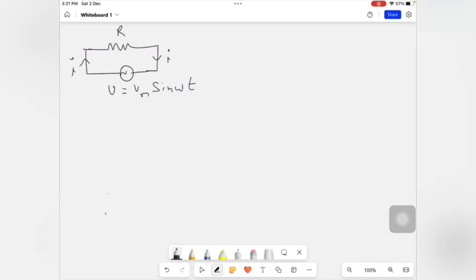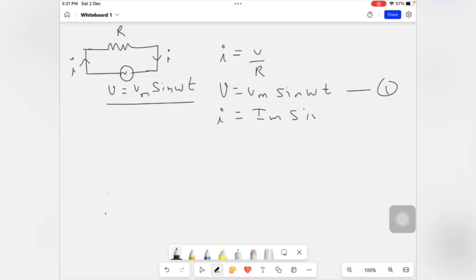Now according to Ohm's law, we know that I is given by V by R. What is V? V is equal to Vm sin omega t, the instantaneous value of the voltage. Similarly, what is the instantaneous value of the current? It is nothing but I is equal to Im sin omega t. This is the instantaneous value of the current in the AC circuit.